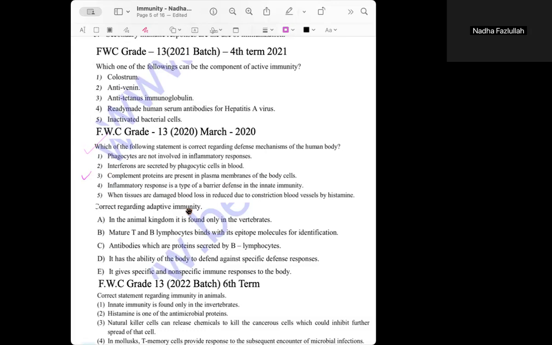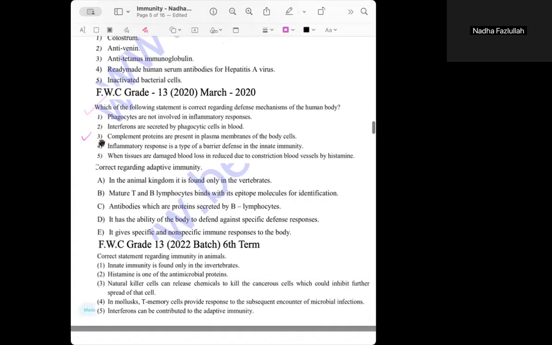When tissues are damaged, blood loss is reduced due to constriction of blood vessels. Okay, that comes under inflammatory response, but you can still answer because complement proteins are present in the plasma membrane of the body cells is correct. Others you can figure out once you finish the entire section. Inflammatory response also, once you complete it, you will be able to figure it out.